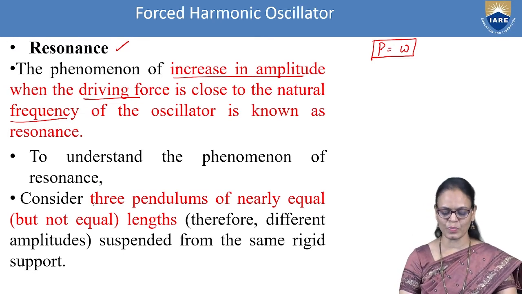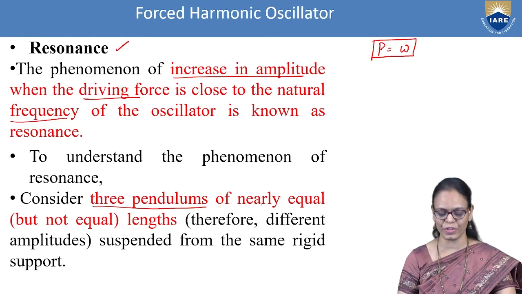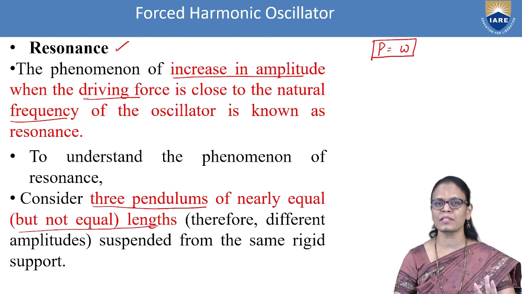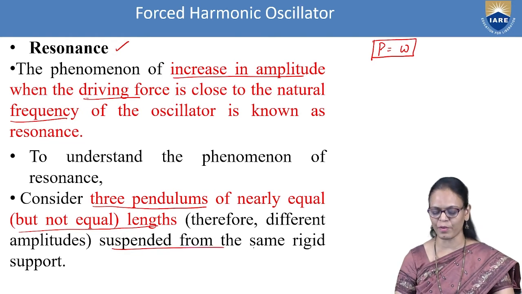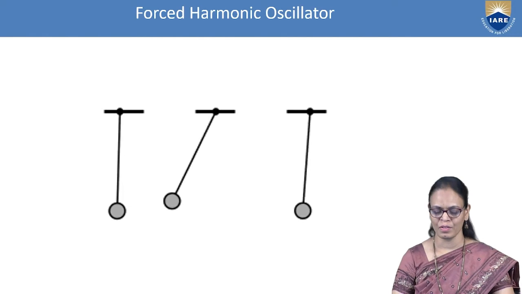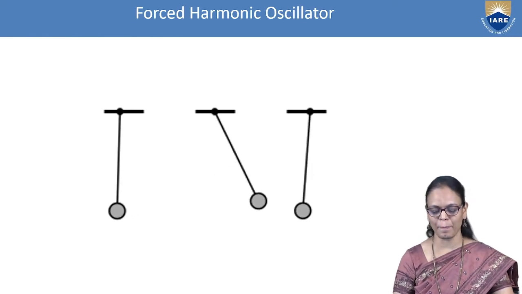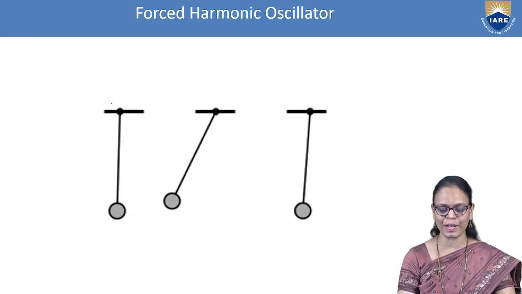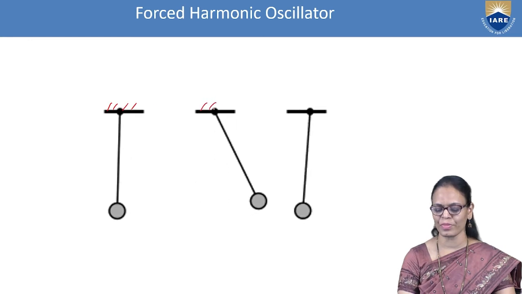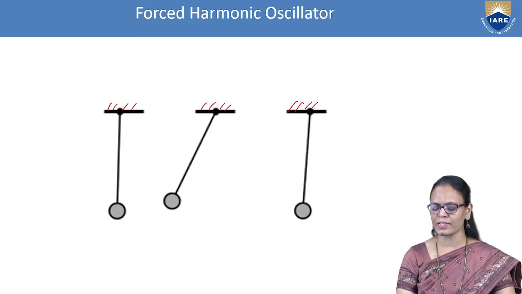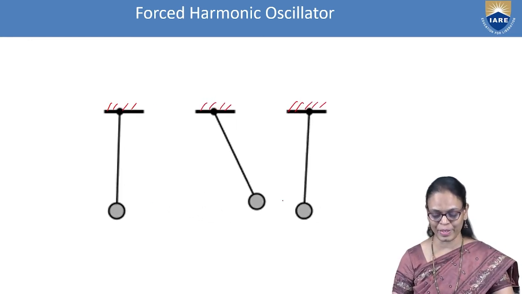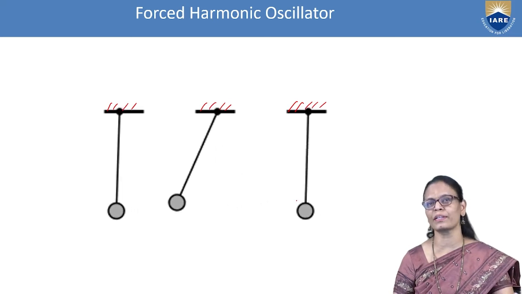So to understand this, we will take one example. What we'll do here is consider 3 pendulums of nearly equal but not equal lengths. We'll consider 3 pendulums that are suspended from a rigid support. So you can see here 3 pendulums. They are all suspended from a rigid support. They are not exactly equal in length, but they appear to be slightly equal in length.